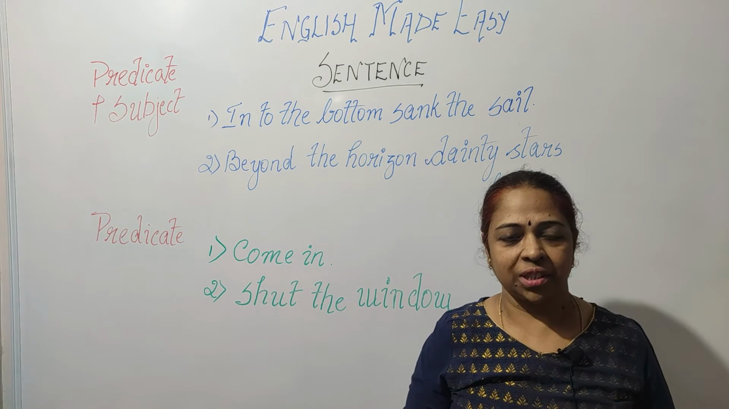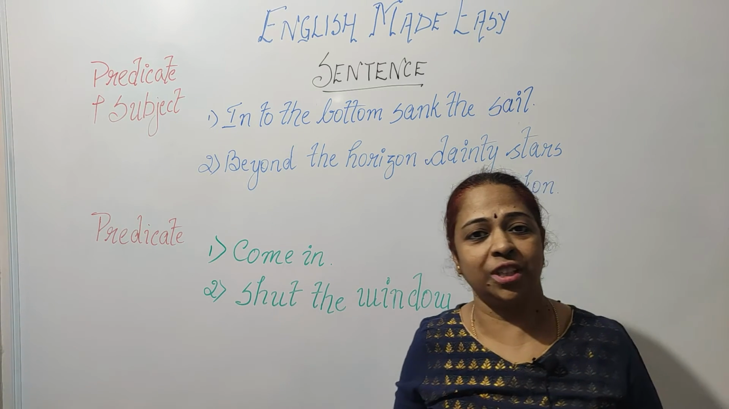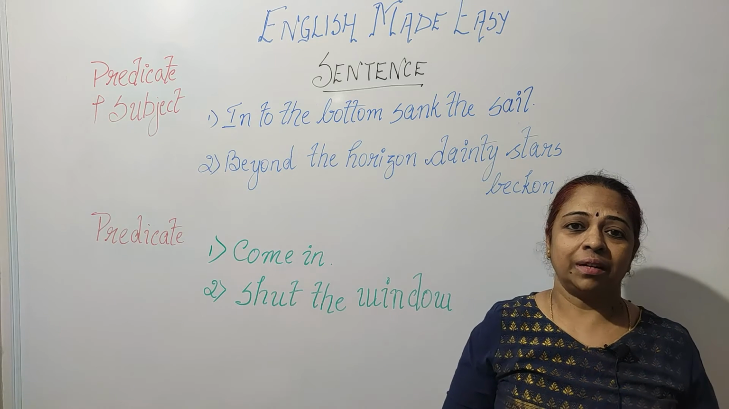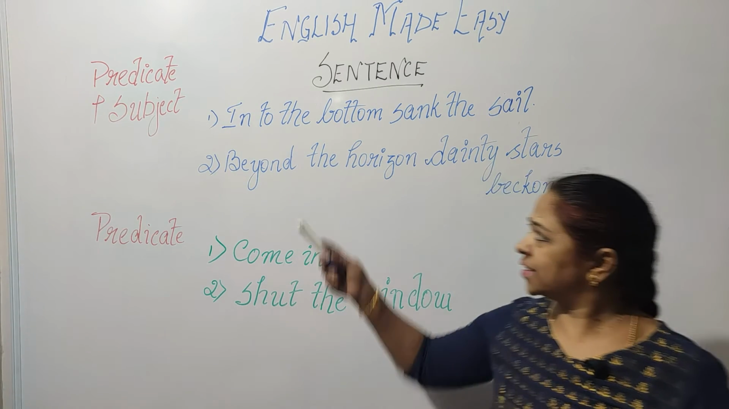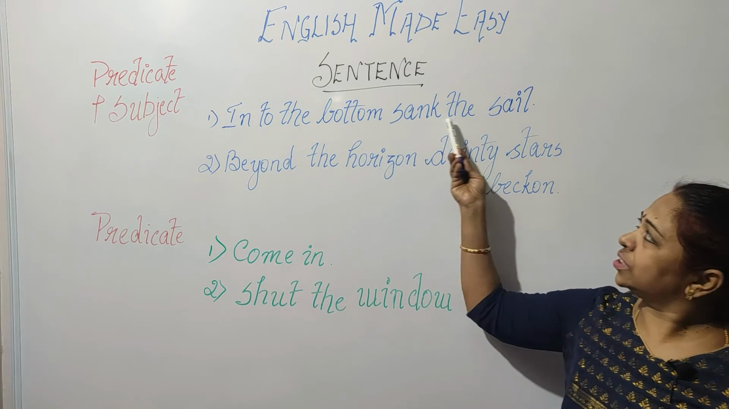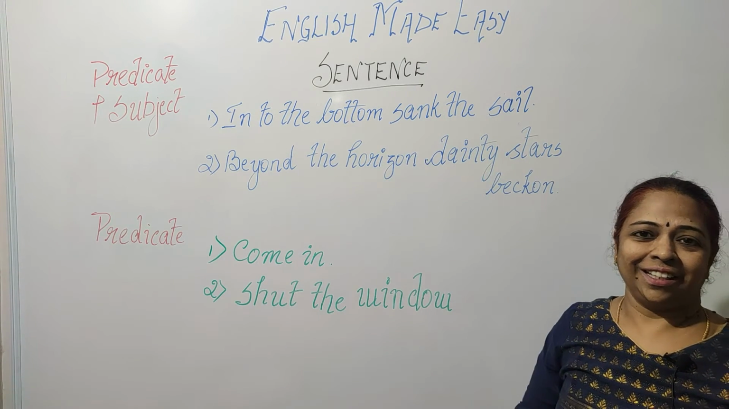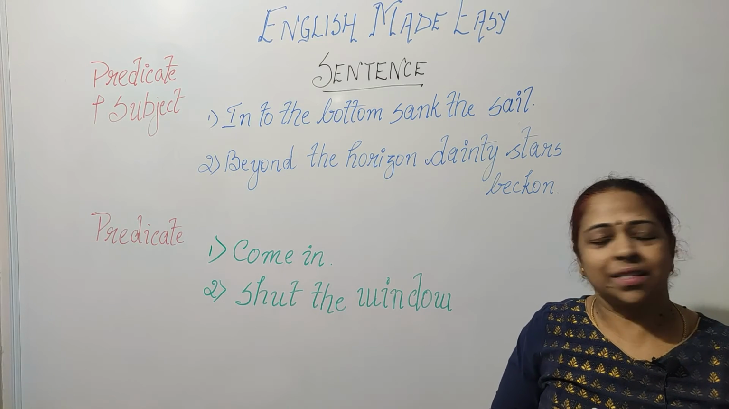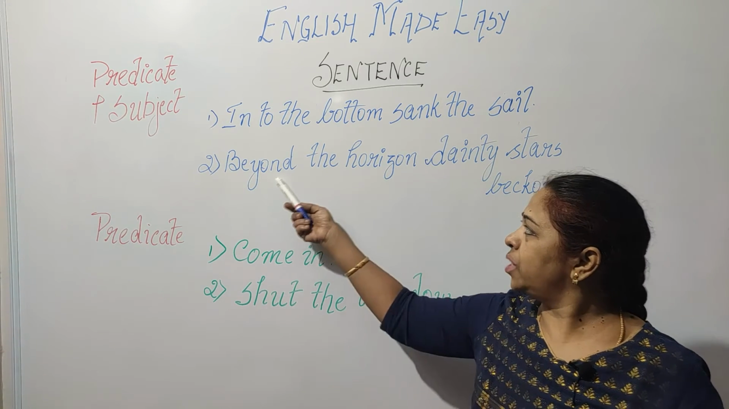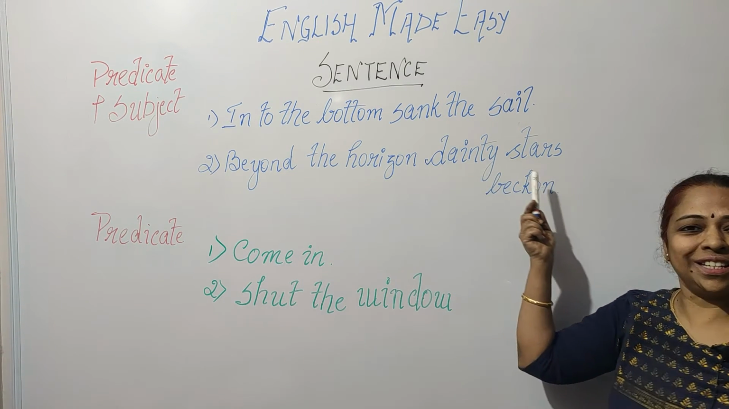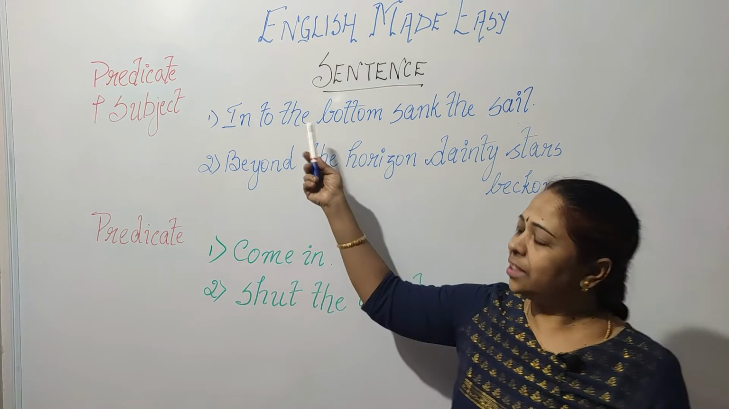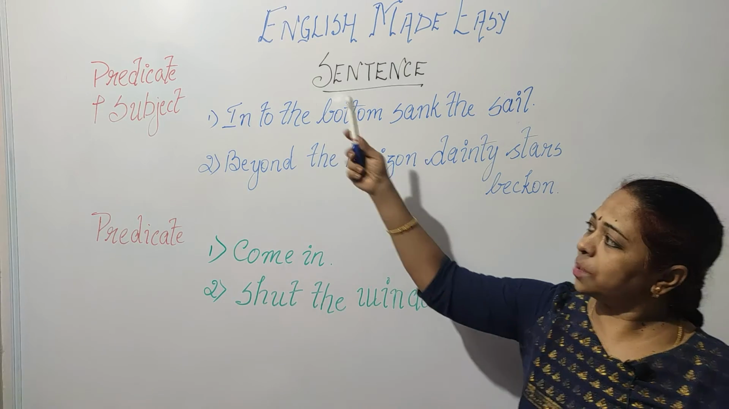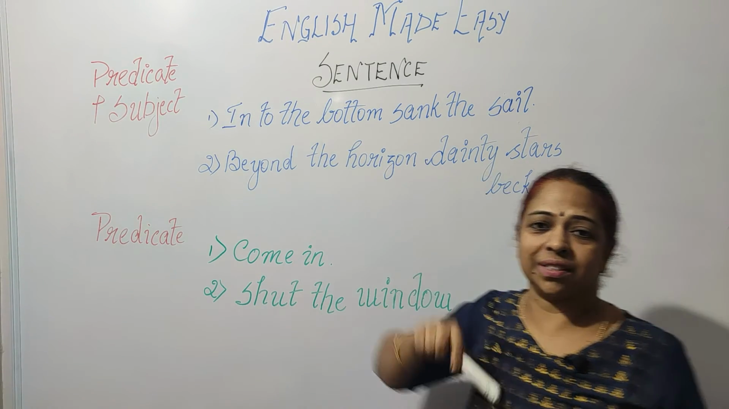Generally, the order of the sentence is subject plus predicate. But sometimes the predicate comes before the subject. Like for example, when you want to emphasize a sentence. For example, into the bottom sank the sail. Or sometimes for use as a poetic phrase, beyond the horizon, dainty stars beckon. In these two sentences, you notice the predicate comes before the subject.